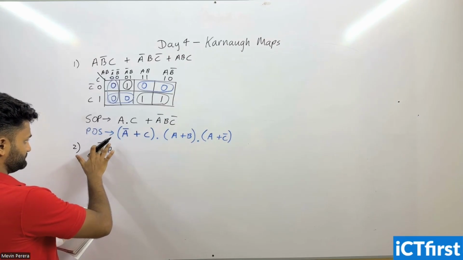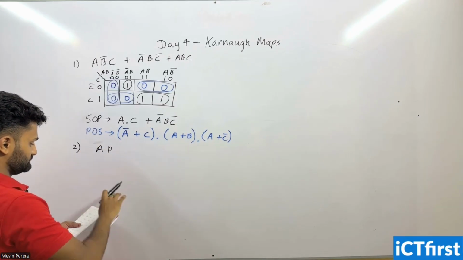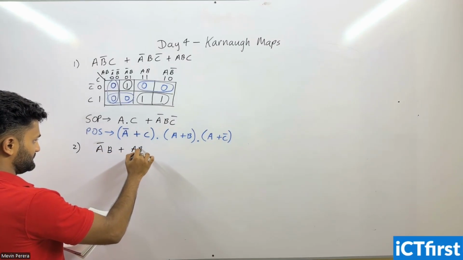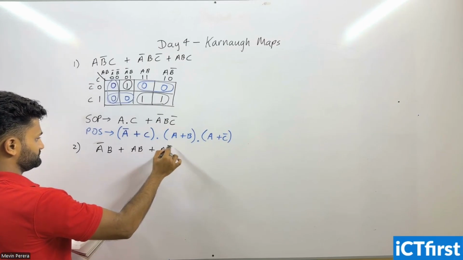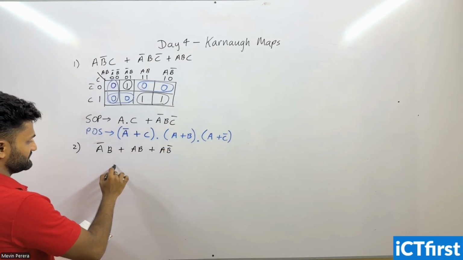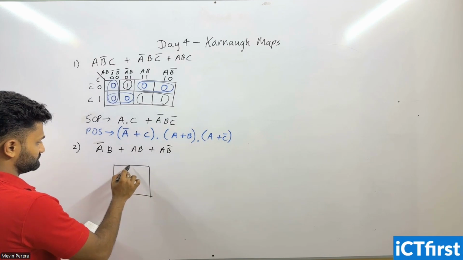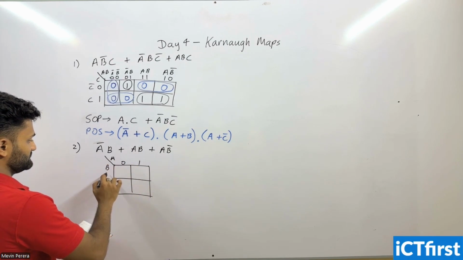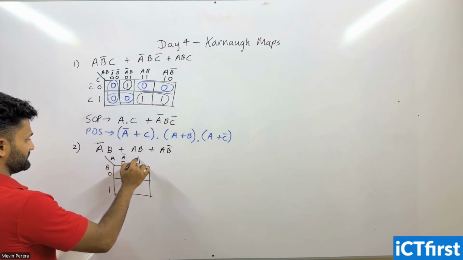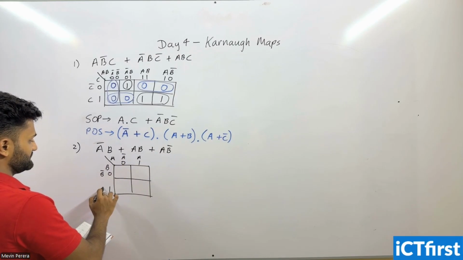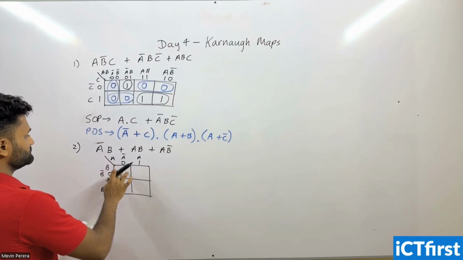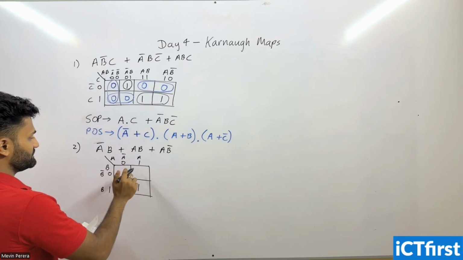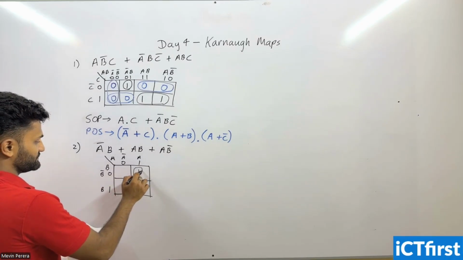A bar B plus AB plus AB bar. Now there are only two inputs in here, A and B, 0, 1, 0, 1. So this is A bar, A, B bar, B. So A bar B, this one. A B, this one. A B bar, this one. We can group them together.